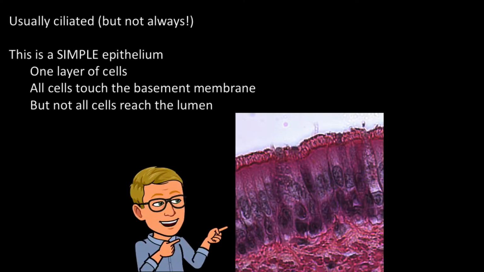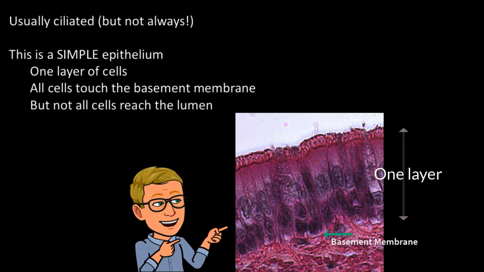It's usually ciliated, but don't use that as your main determinant. In some places it's not, so if you see cilia, fine, but don't just focus on that. What you should look at is the overall structure. The first thing to keep in mind is that this is actually a simple epithelium, meaning that it is a single layer of cells, only one layer with every cell connected to the basement membrane.